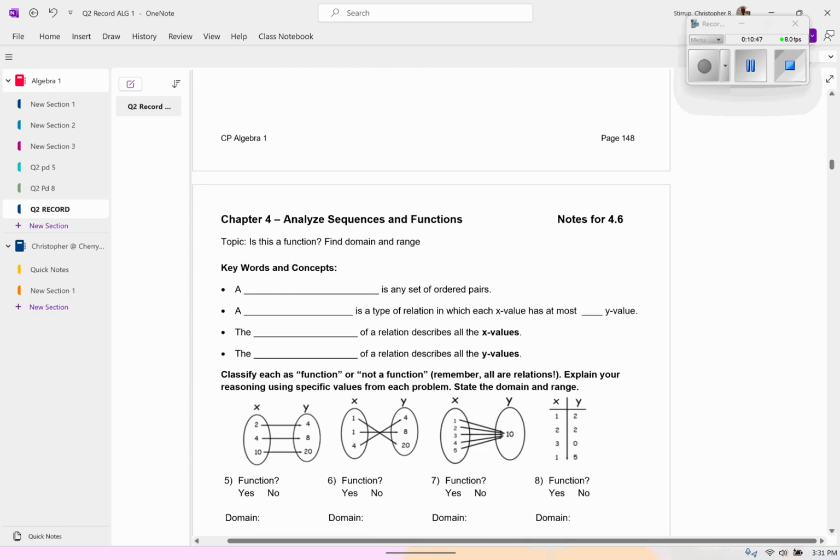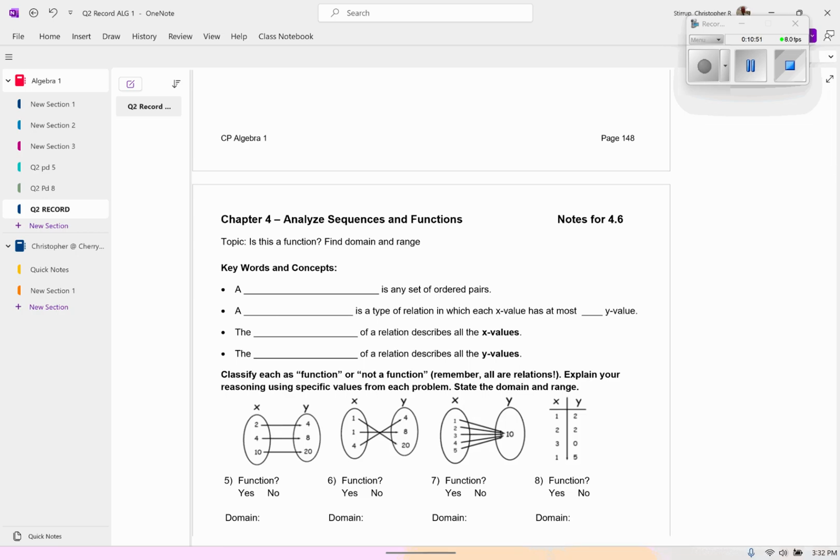Okay, so for this is 4.6, the next day's lesson, so just pay attention to what you're doing in class if you're watching this during class. If you're not doing 4.6, then go back in the video and find what you're doing in class.